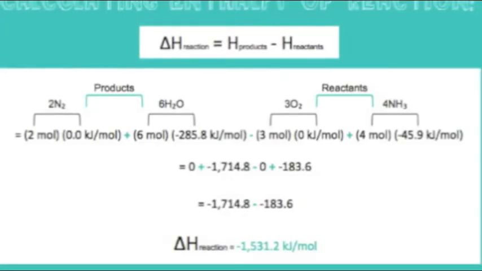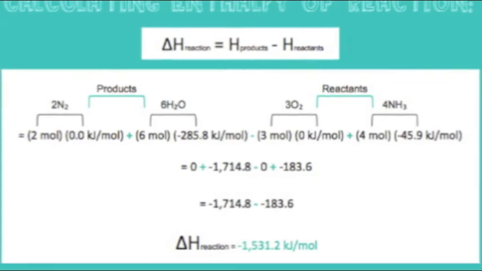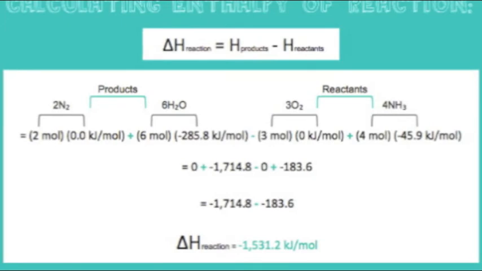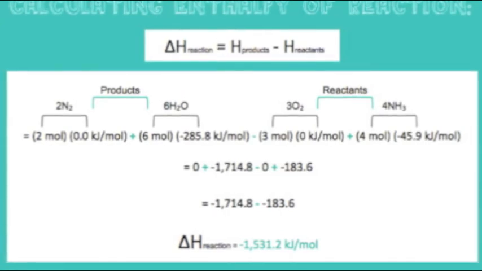For example, water has a coefficient of 6, so we must multiply 6 by negative 285.8, giving us negative 1,714.8. Once we do this for all the reactants and products, we must then add the reactants together and then separately add the products together. Then we can plug these 2 numbers into our equation.